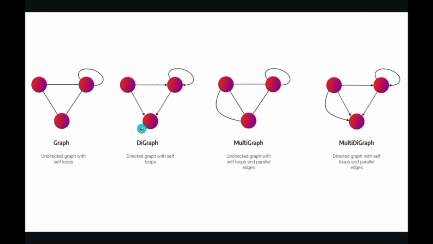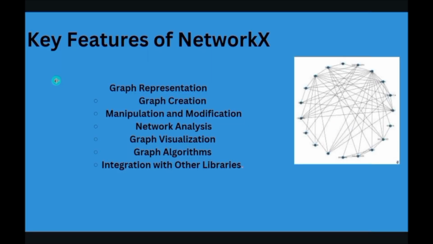In digraphs, we can see that there are self loops and there are directed edges. Digraph means there will be a direction on that edge. In multigraph, undirected graphs, you can see no direction. And in multi-digraph, you can see directed graphs with self loops and parallel edges. I think you can see this.